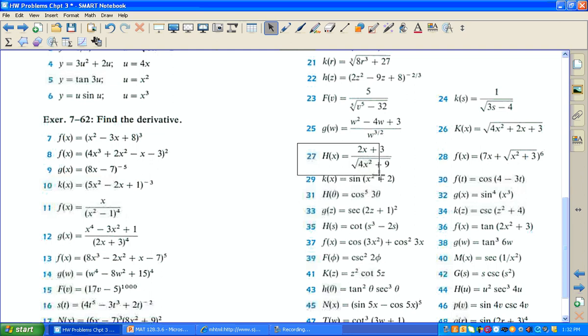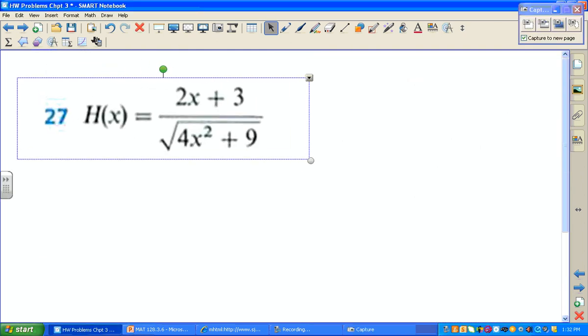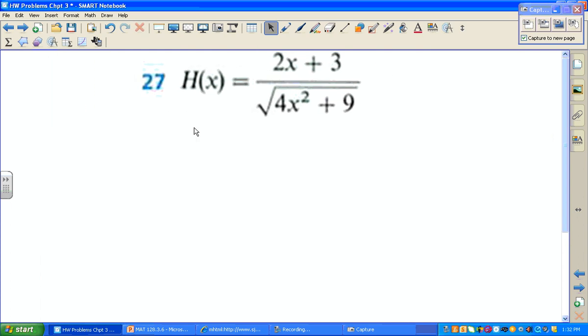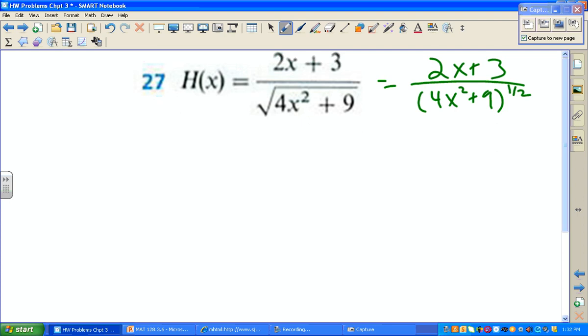Oh, boy. And this one will be the quotient rule. This will about finish off the day. Over 4x squared plus 9. At least nobody in the room would make the mistake of calling that 2x plus 3. Then they'd say, oh, the derivative of 1 is 0. Remember, you can't put the square root over the plus sign. So we have to use the quotient rule.